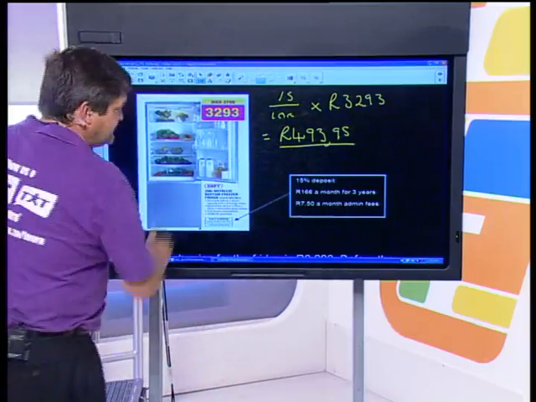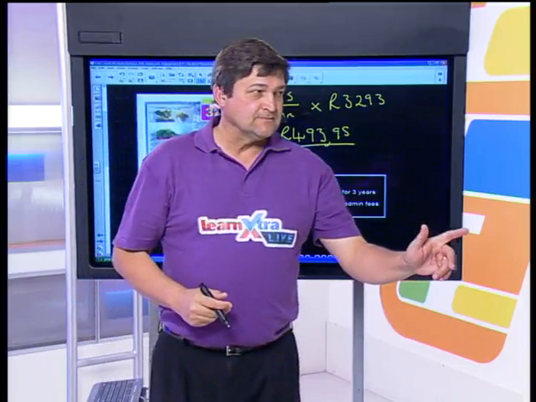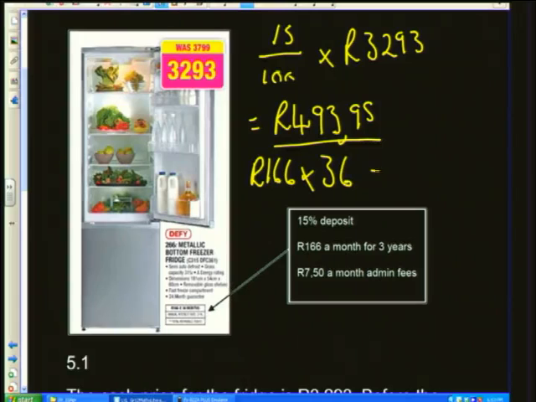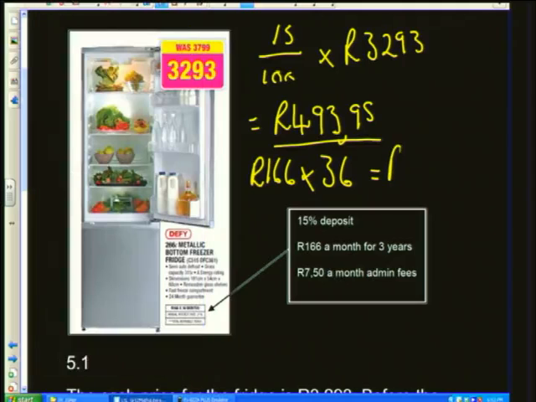Now, how much is that? That is 166 Rand for how many months, chaps? Well, 36. 12, 24, 36 months. 36 months, absolutely. Okay, why 36 months? Because it's 3 years and there's 12 months in a year. Brilliant. 12 months in a year, 3 years times 36. So we're going to take the calculator out, and we're going to say 166 multiplied by 36, and we get an answer of 5,976. Remember that, eh? 5,976 Rand.